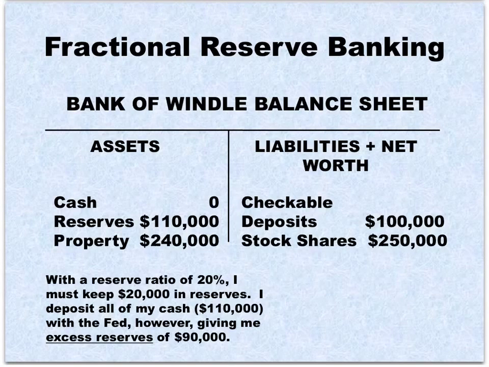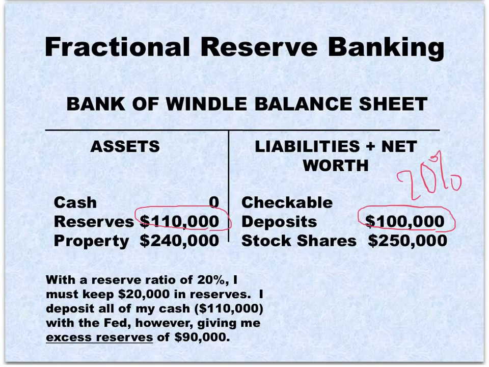Now, notice that our cash has gone to zero, and we have sent all of our cash of $110,000 to the Fed. The Fed is a banker's bank. We deposit our money there. We call it reserves on our balance sheet. And we have $100,000 in deposits. We need some loans. How much in loans can we make? Well, we have to keep 20% of $100,000, and that, of course, is $20,000. We have, however, over here, $110,000, so we have $90,000 extra. That's how much in new loans we can make.